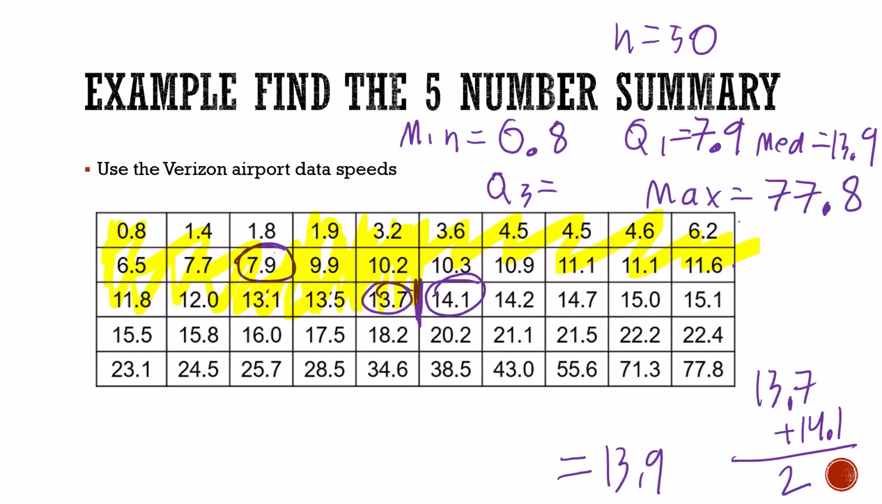Then you go to the 13th the other way. That would get you your Q3. Let's see, so 13. This is 10, 11, 12, 13. So that's my 5-number summary.